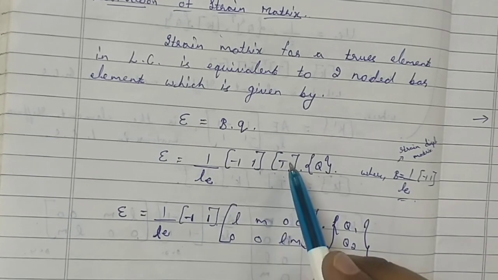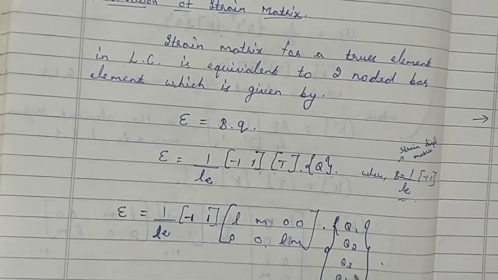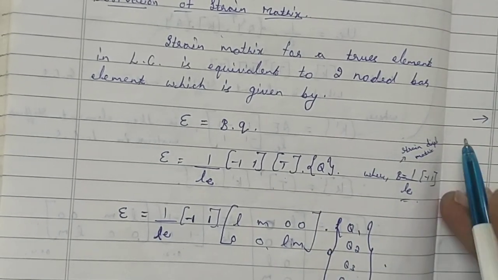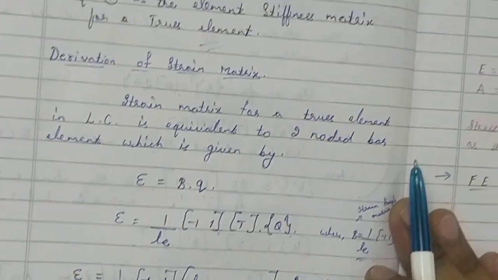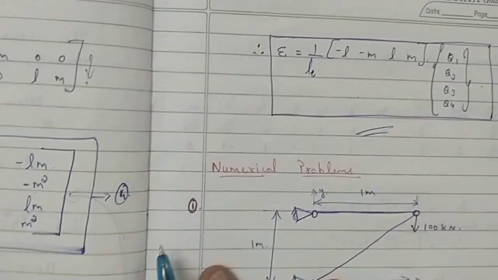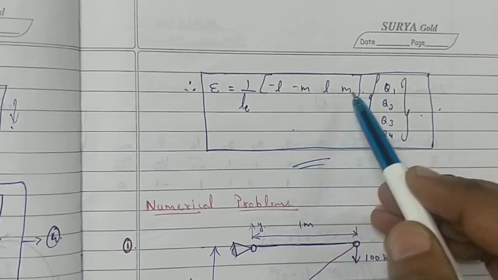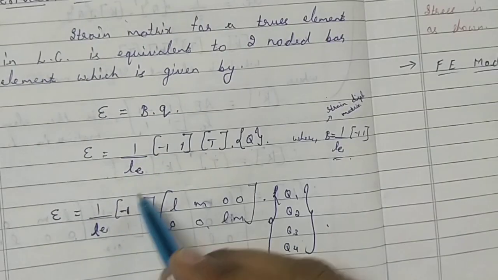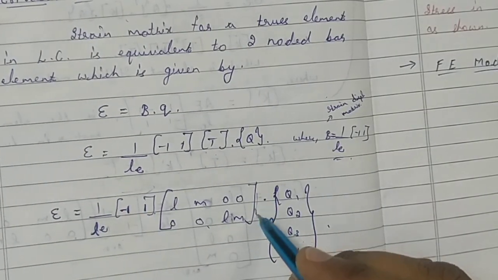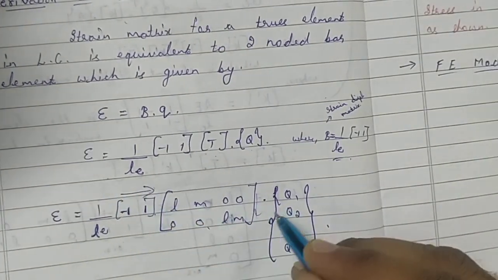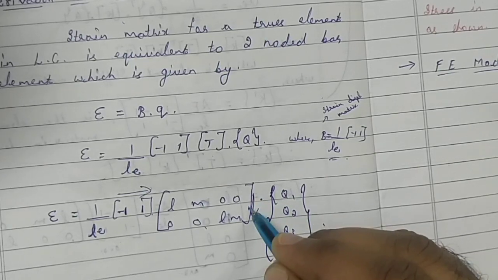So T into Q. Substitute T, substitute Q, Q1, Q2, Q3, Q4, since it has 2 nodes and 4 degrees, each node having 2 degrees of freedom. If you multiply that, you will get minus L, minus M, L, M, Q1, Q2, Q3, Q4. Just multiply this, this, and this. Okay. This and this.